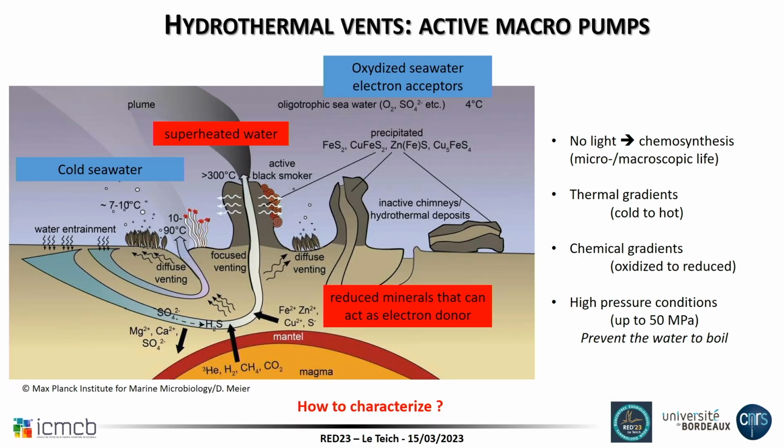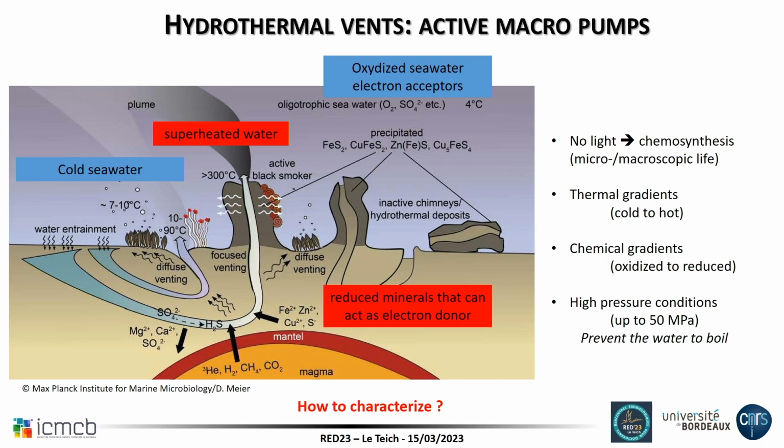And when this hydrothermal fluid meets the oxic seawater, it leads to the precipitation of this chimney, generally made, like I said, of pyrite, chalcopyrite, or other kinds of minerals. It's interesting because you have a thermal gradient, from cold here to very hot here, with a strong gradient throughout the chimney.